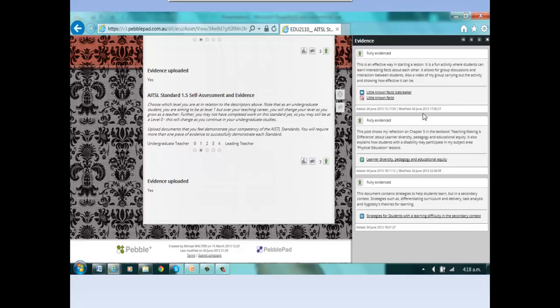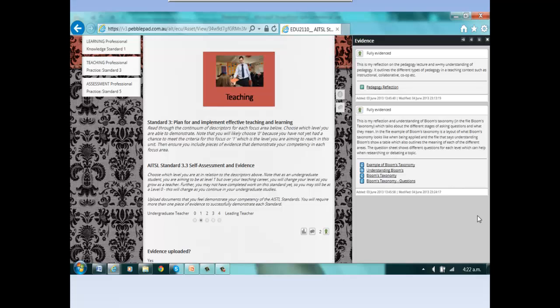Just at the bottom there is a table of teaching strategies for students with learning difficulties. It talks about different strategies to use in a secondary context pretty well, so it's a good resource to have with you. Teaching.